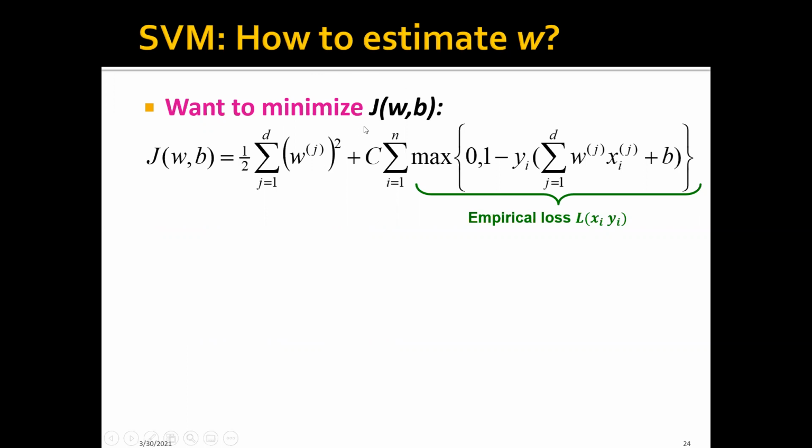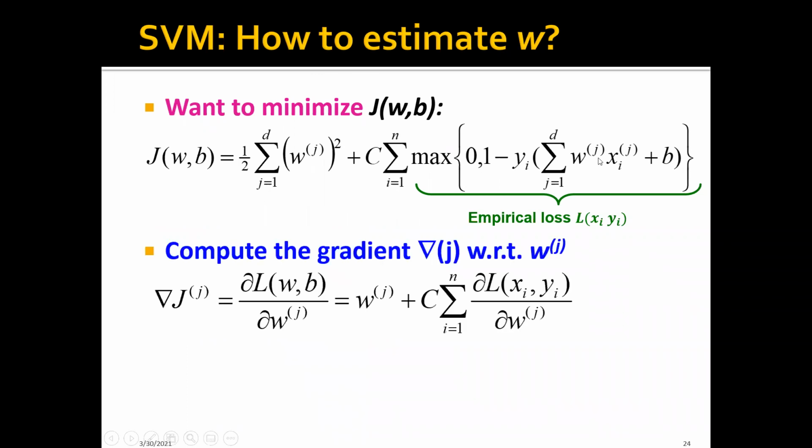Just to recap, this objective function has two parts. The first part is basically the margin, and the second part is the empirical loss, or the penalty for fitting the data incorrectly. So the idea, of course, is that, as usual, we can use gradient descent. In gradient descent, we'll need to compute the gradient of this objective function with regard to the jth entry of W.